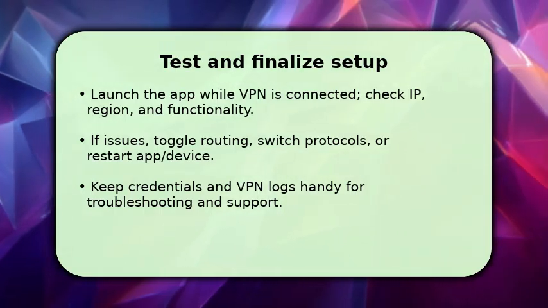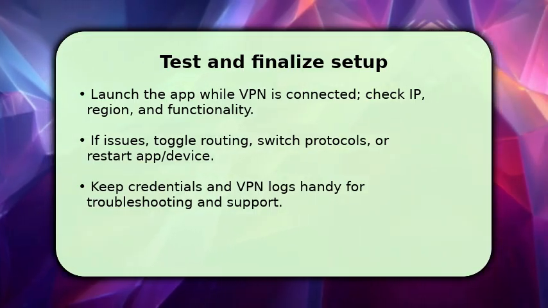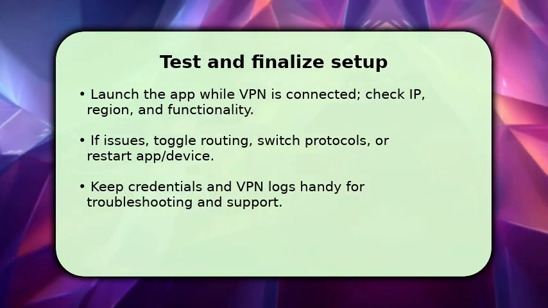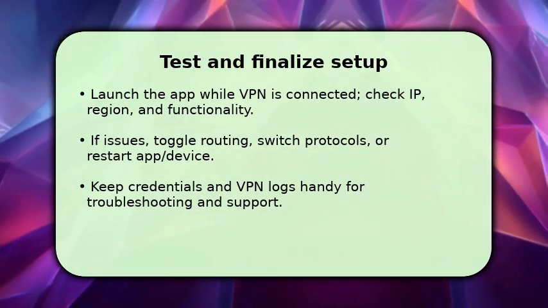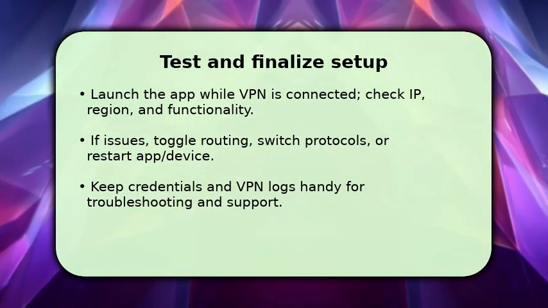If something fails, toggle the per-app routing off and on, try a different protocol, or restart the app and device to clear stale network state. Make sure you know where your VPN logs and credentials are, because if problems persist, you'll need that info for troubleshooting or support requests.